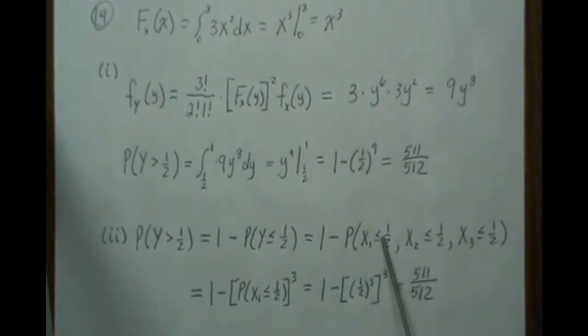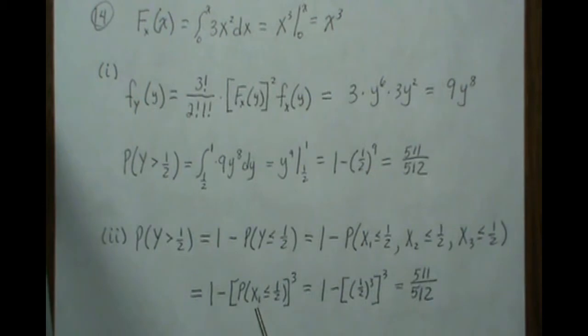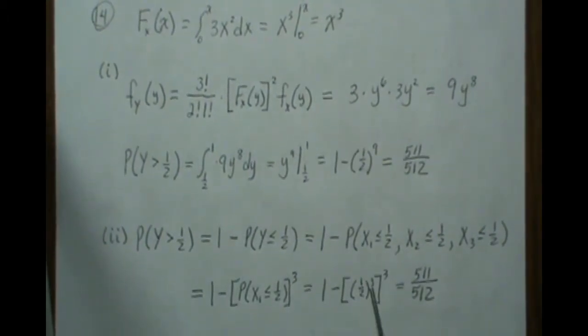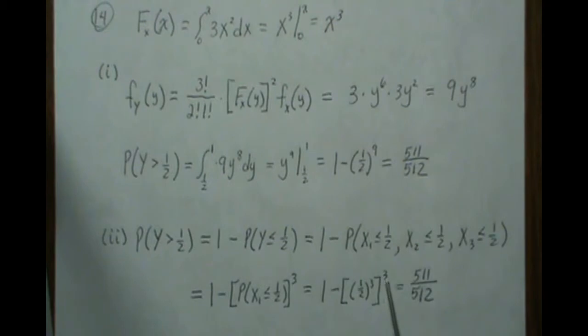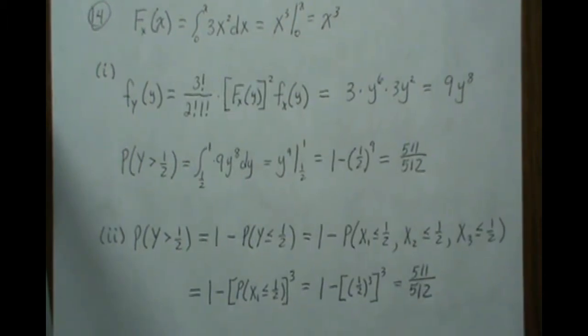Well, these are independent, so it's the product of those. So you might as well just look at the probability for one and cube it, and that's what we do here. The probability that x1 is less than 1/2 is 1/2, and then we cube it, so that's 1 minus 1/2 to the 9th, which is what we got here, and that's 511 over 512.